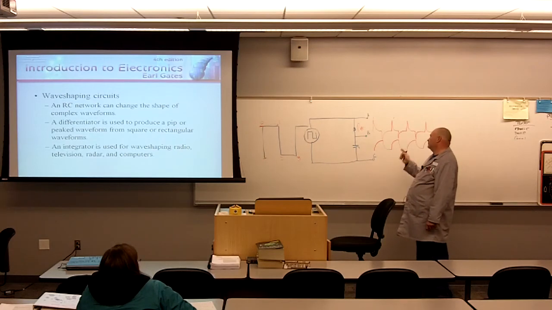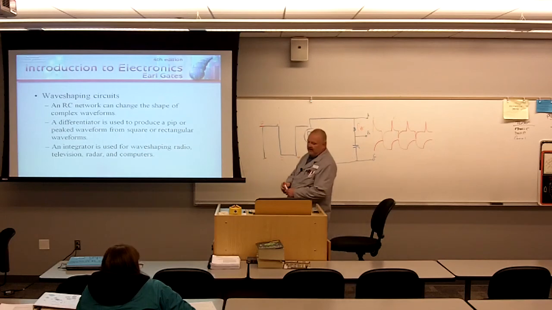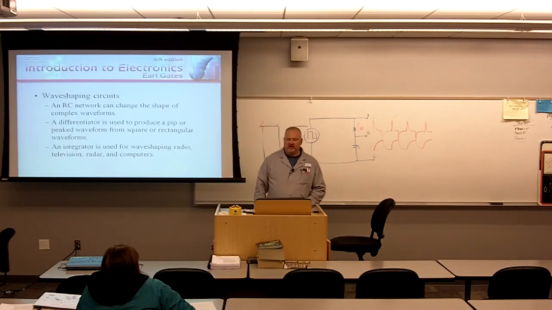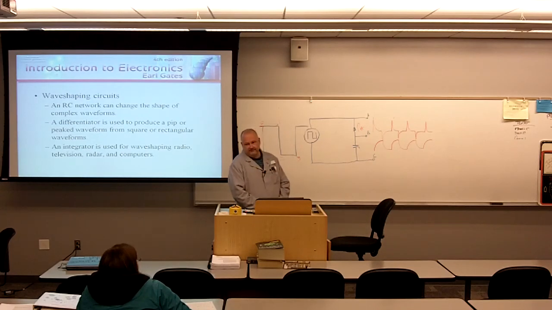So to get an output across your integrator, we connect across our parallel capacitor. An integrator is used in wave shaping of radio, television, radar, and computers. Basically what we're doing is using the integrator and differentiator to change the makeup, change the pulses, change the output to something that we want. Wave shaping circuits. Does that make sense?